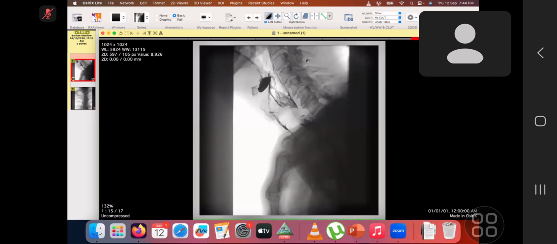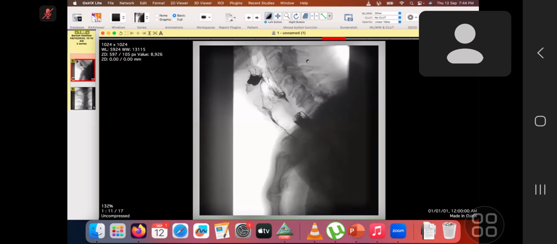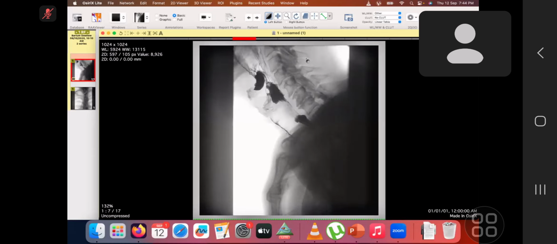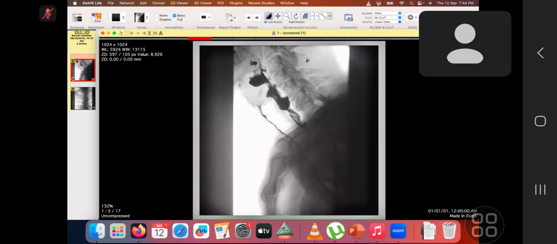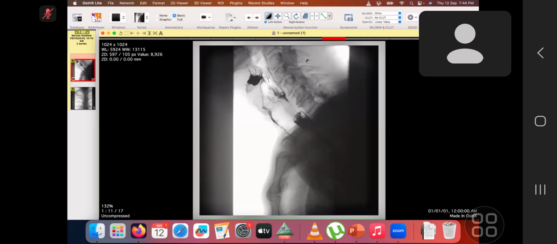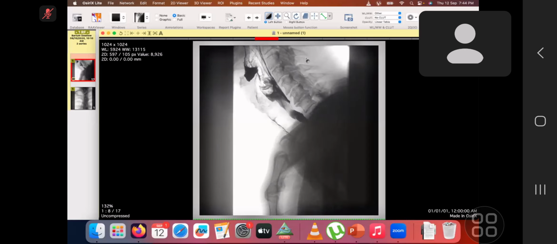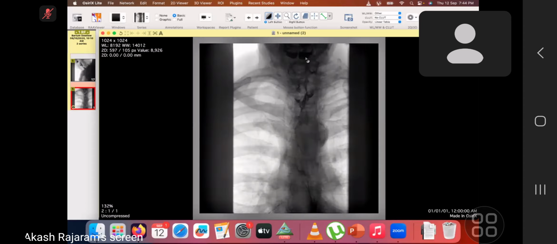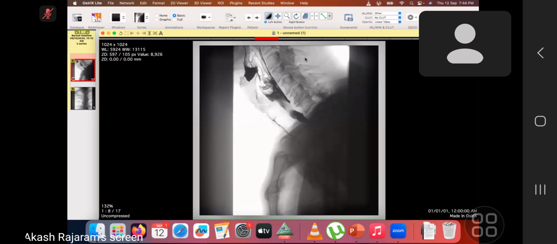So contrast is seen through the esophagus and it's outlining the esophagus well. The anterior wall appears intact, but on the posterior mid-cervical part, I can see some irregularity of the wall. And I would correlate with the AP images of the patient.